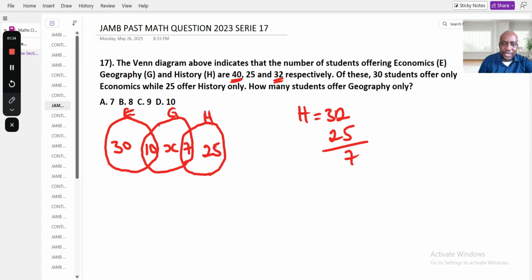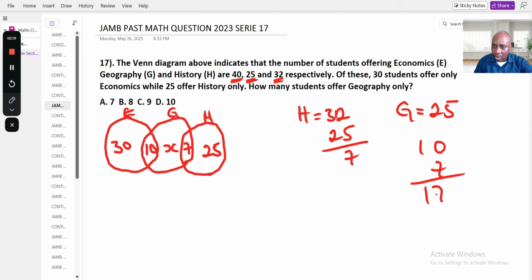Therefore, now the geography, we have known the number of people that did both economy and geography, which are 10. The people that did geography and history are 7. And we were told that the people that did the geography subject are 25. The total are 25. People that did geography are 25. The people that did economy and geography are 10. We have that 10 already. And the people that did history and geography, again, 7.